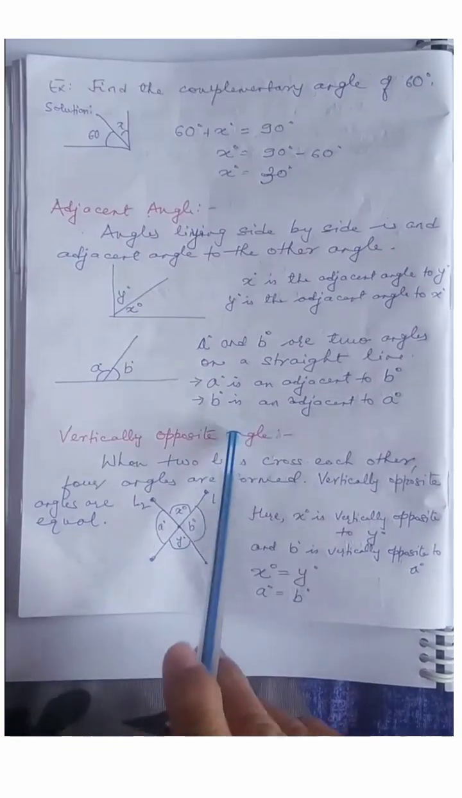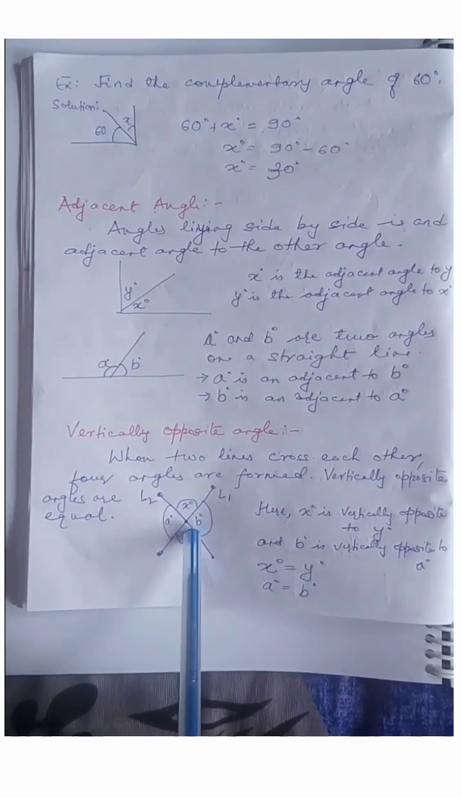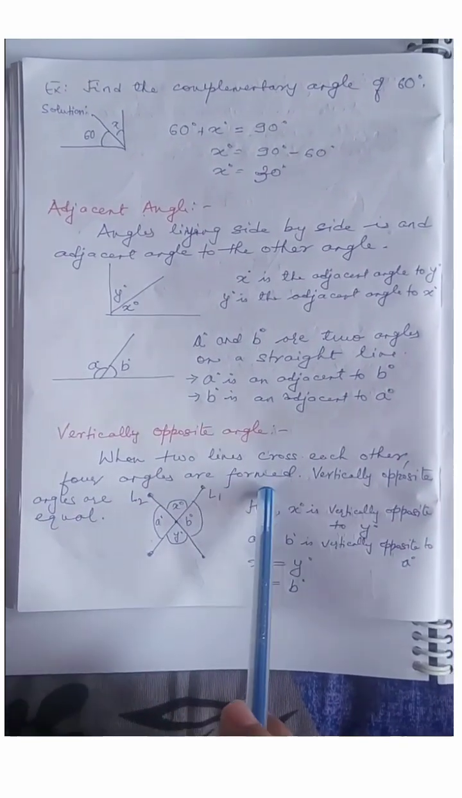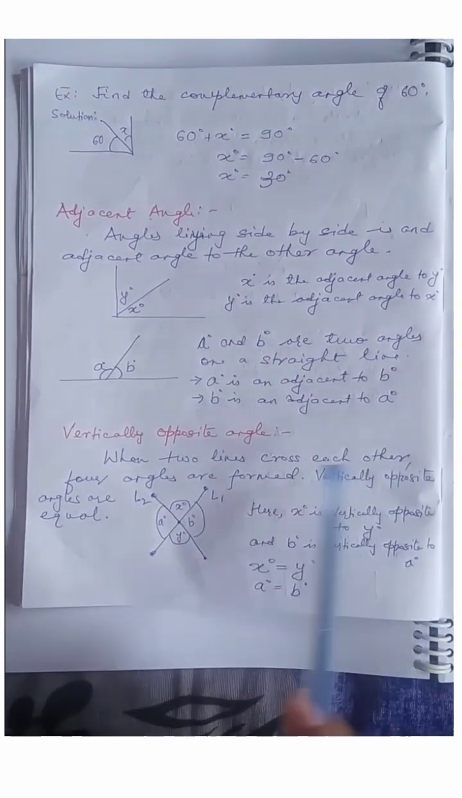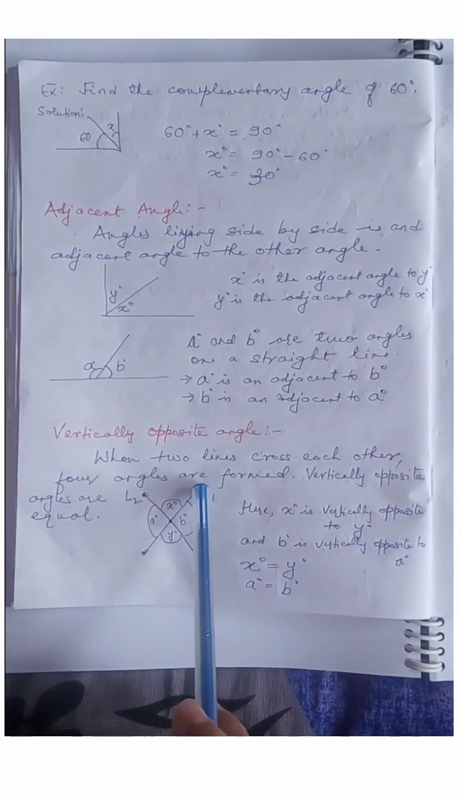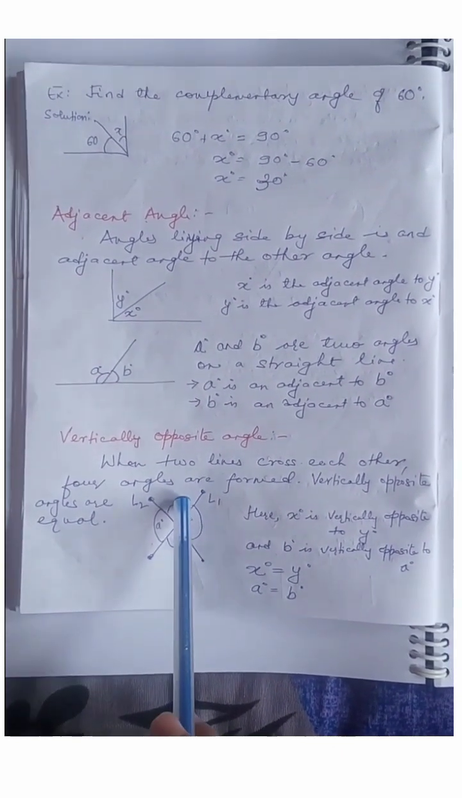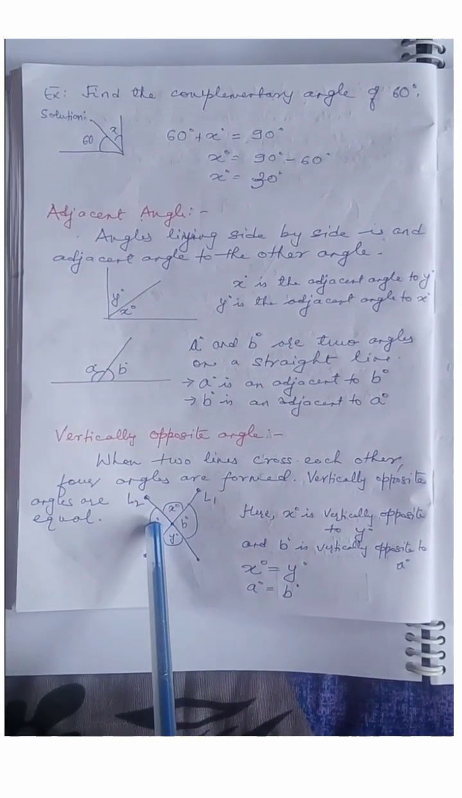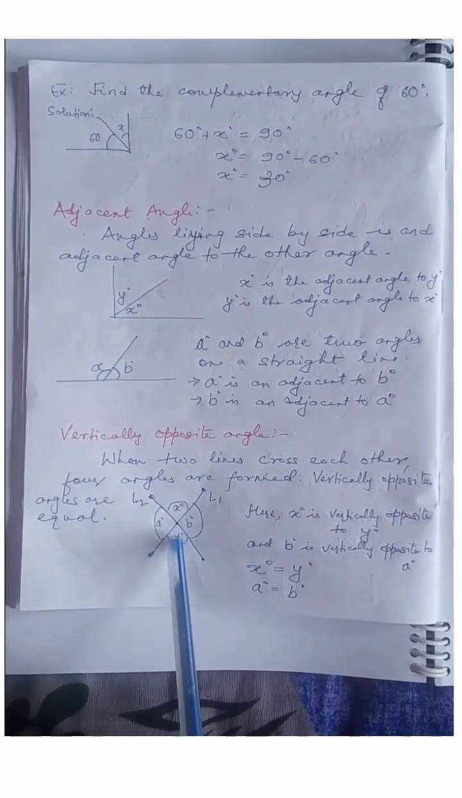Vertically opposite angle. When two lines cross each other at a point, four angles are formed, vertically opposite to each other, and these vertically opposite angles are equal. So here line 1 is crossing line 2 at this point. So angles a, b, x, y are formed.